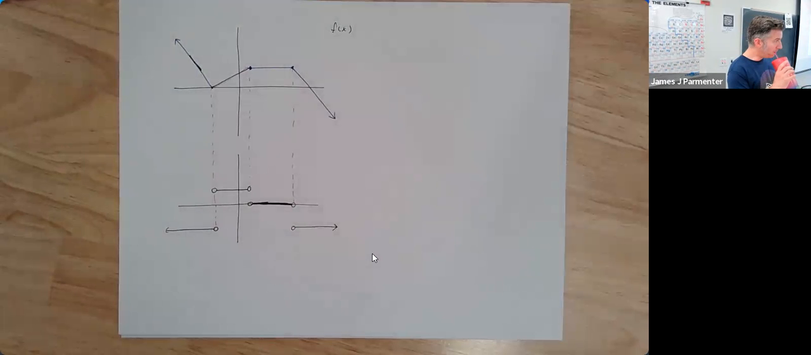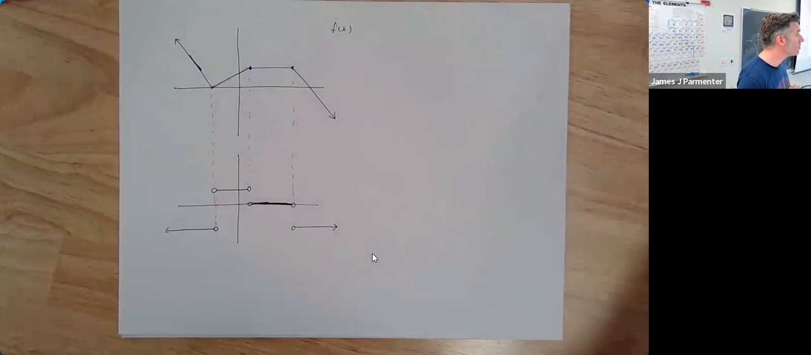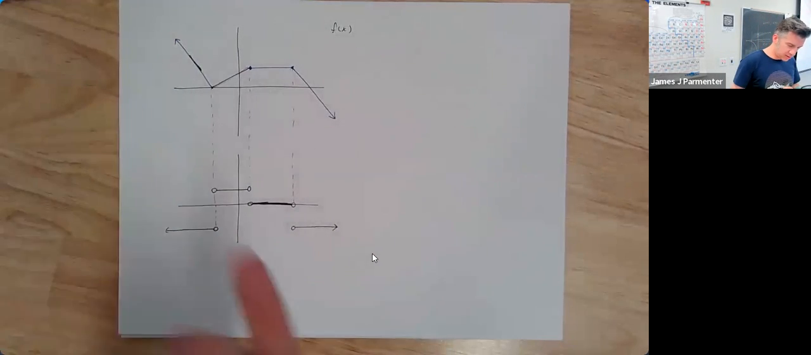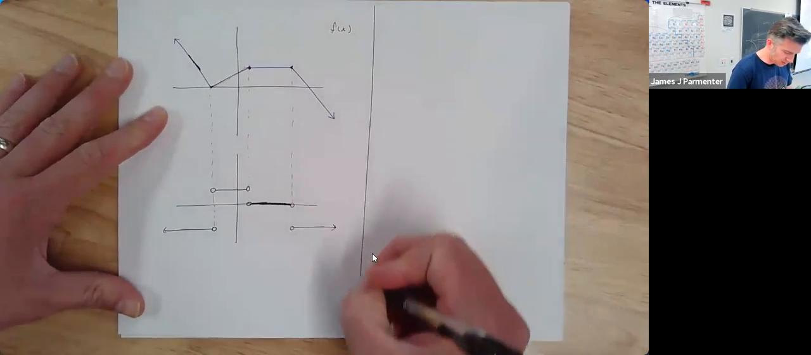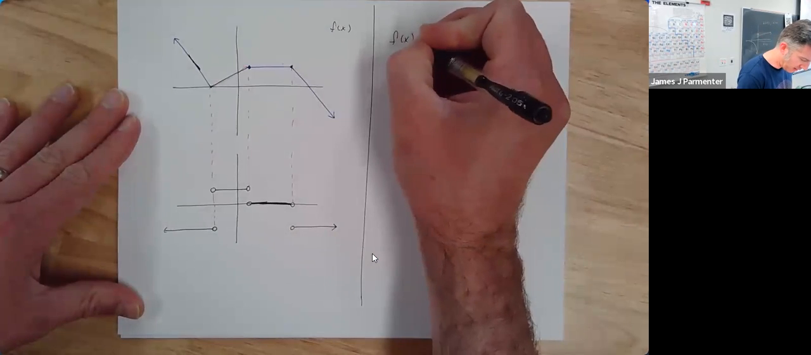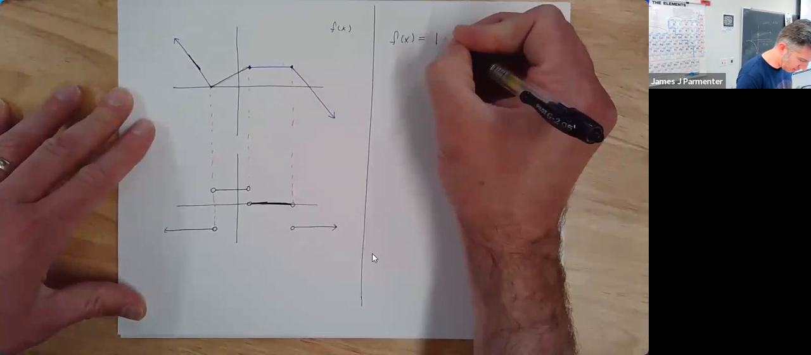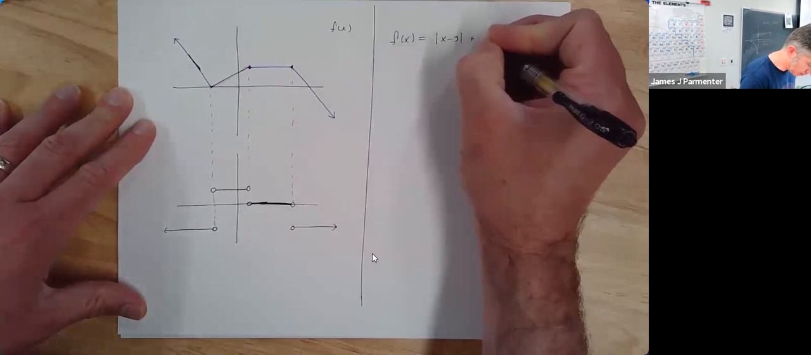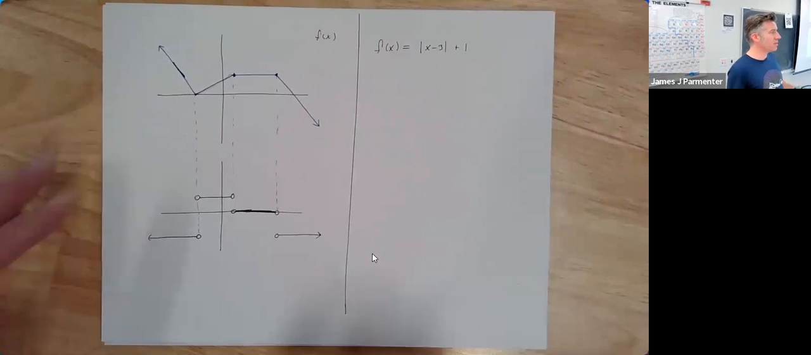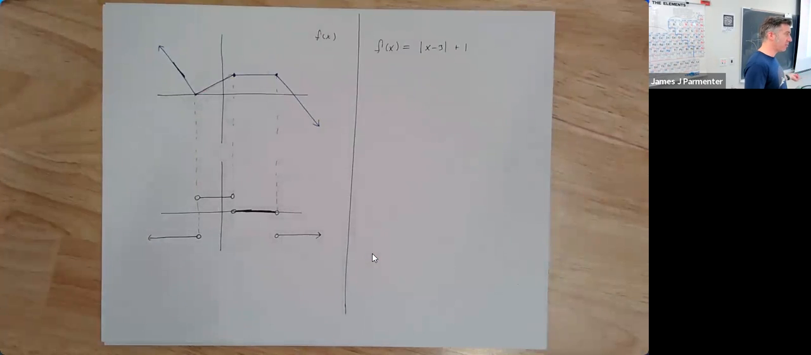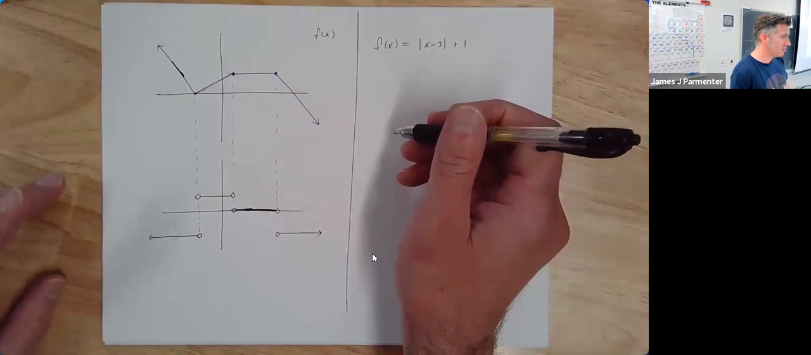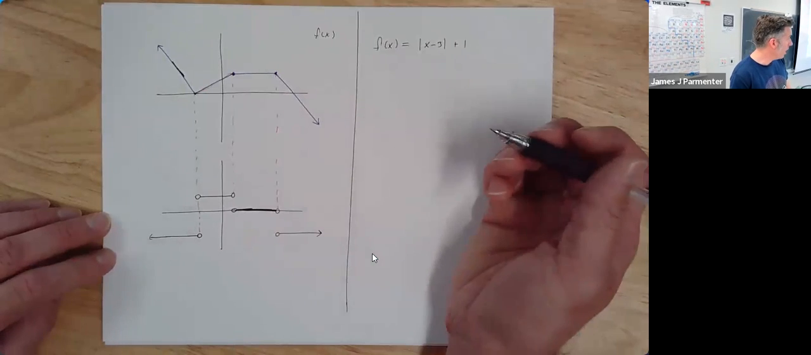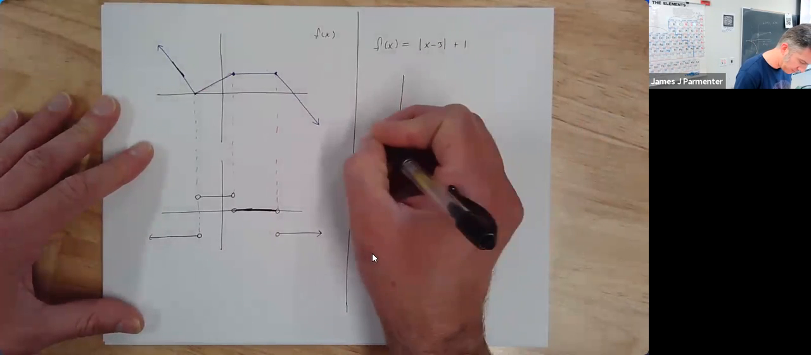Totally. So let me give you a specific example to show you why. Let's say your function was f of x equal to absolute value of x minus 3, plus 1. Absolute values are always really excellent examples of functions that are not differentiable everywhere, but still continuous everywhere. So this function looks like the usual absolute value function, except I shifted it 3 to the right and 1 up. So this is going to look like the following.